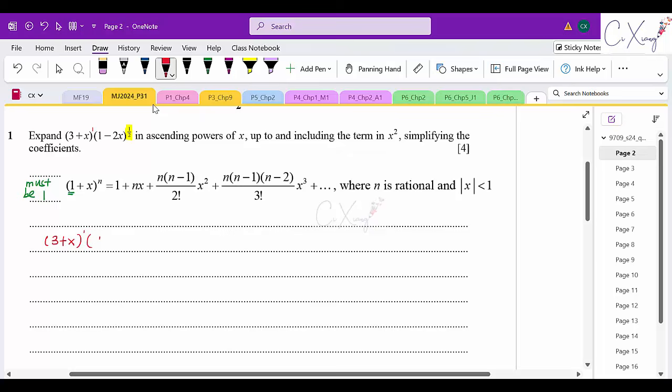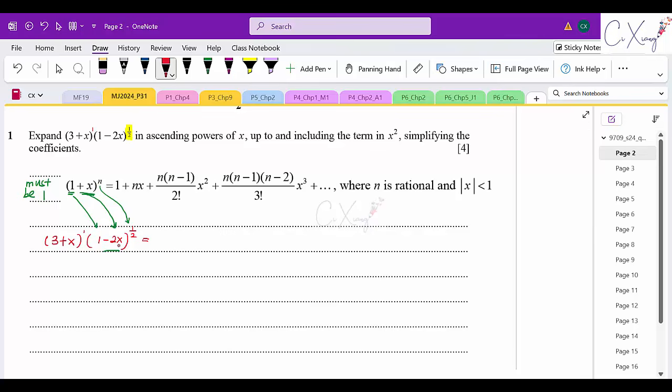So 1 minus 2x power half. If I apply it in the formula, the 1 is a 1, and the x in the formula I have to replace with negative 2x. Then the n is actually the half. So we just apply the formula according to what we have in the question. 3 plus x is a basic bracket with power 1, so I don't need to expand it anymore.